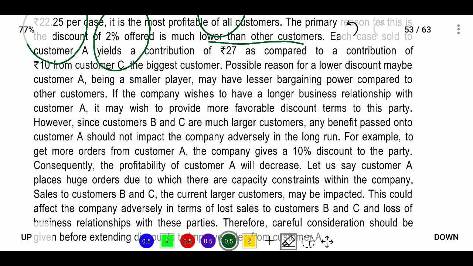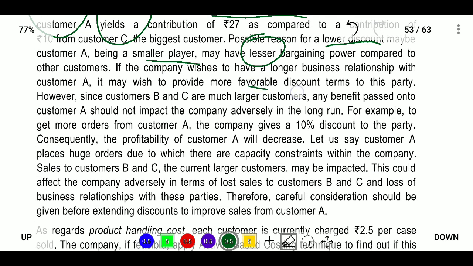A possible reason for lower discounts may be that he is a small player and may have lesser bargaining power. When he is a small player, he has lesser bargaining power as per Michael Porter's five forces, and the company may wish to provide more favorable discount terms to this party. However, since customers B and C are much larger customers, they are getting more benefits. Customer A should not impact the company adversely in the long run. For example, to get more orders from customer A, the company gives 10% discount to the party. Consequently, the profitability of customer A will decrease.